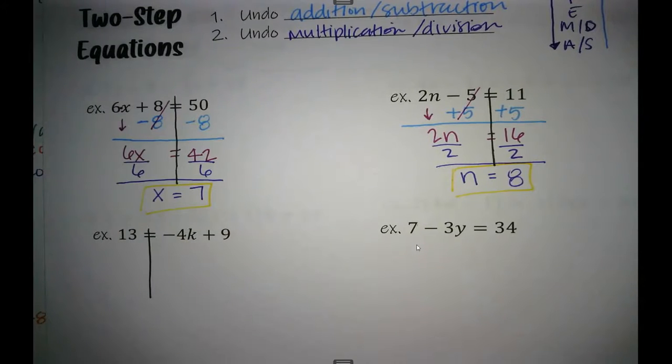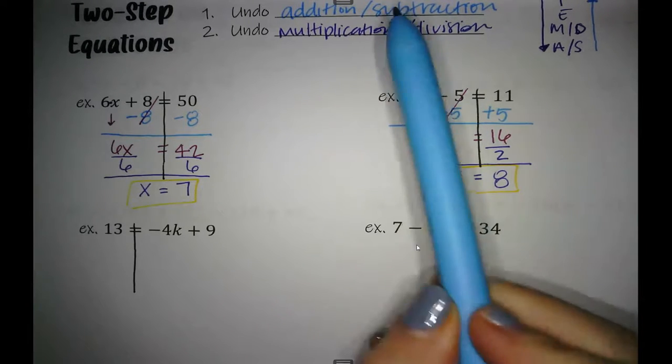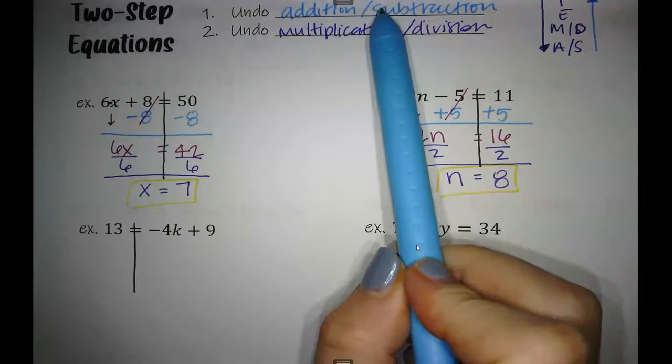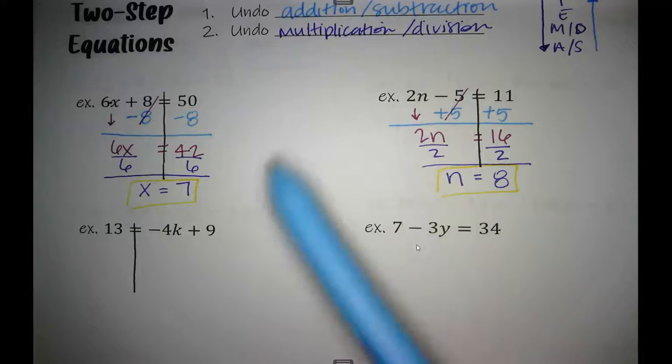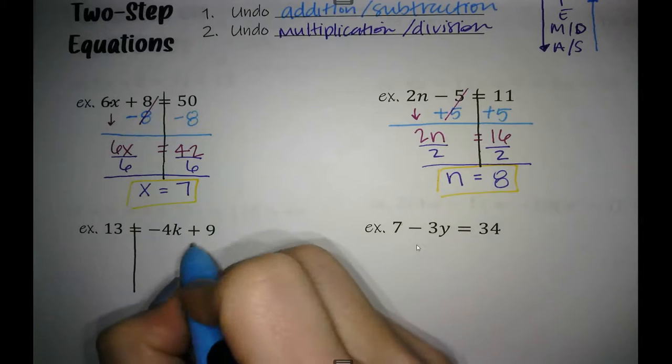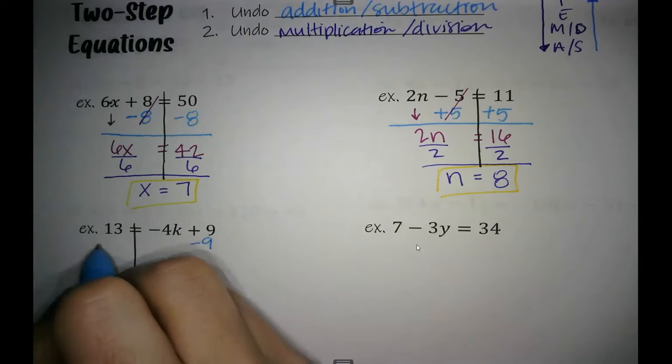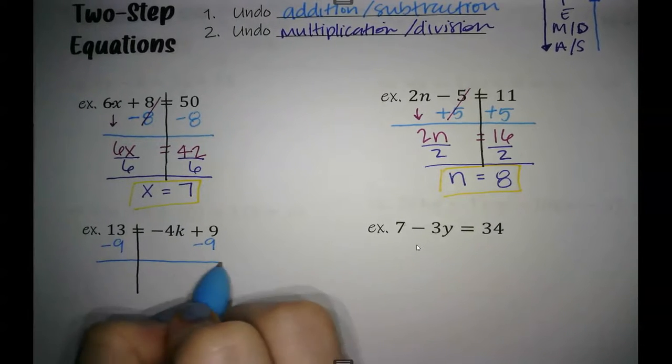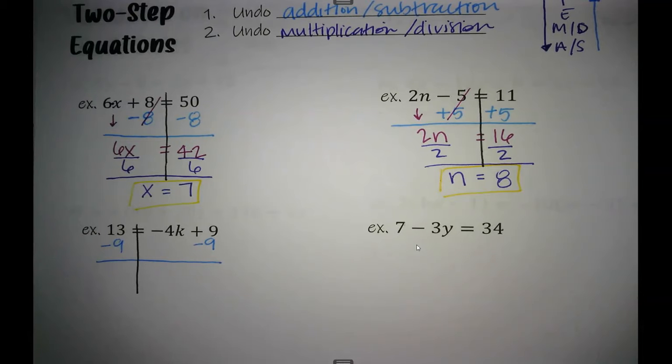No, it does not. Doesn't matter which side the variable shows up, you're still going through the same steps, same process. You still have to handle your addition and subtraction first, and then the multiplication and division. So let's do that. We have an adding 9 at the end here, so we need to do the opposite of that. So we're going to subtract 9. Remember, what happens on one side of the wall happens on both sides.